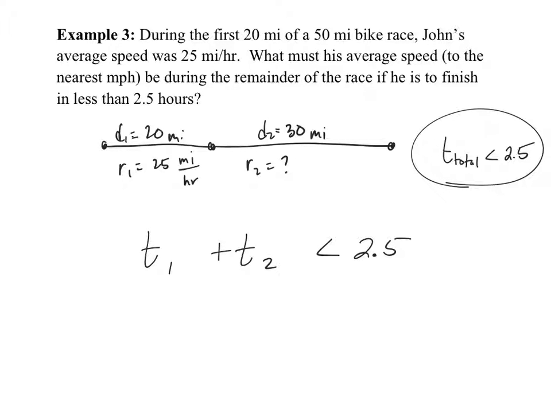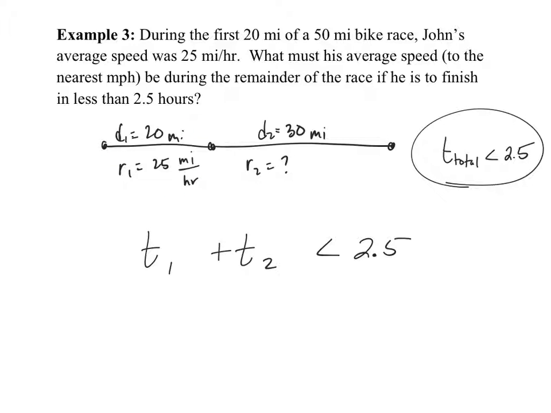Total time is less than 2.5 hours. Substitution principle tells me that I can replace total time, given right here, with T1 plus T2, because it's the equivalent. There's 2 parts of the race. So how do I find the total time? The first time and the second time. How do I find the first time?